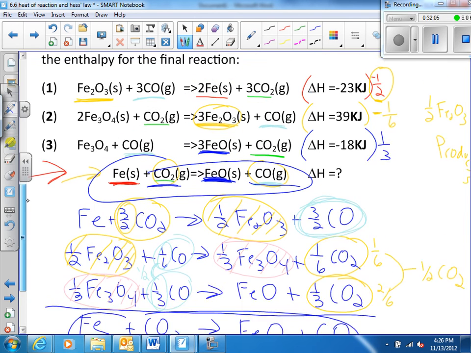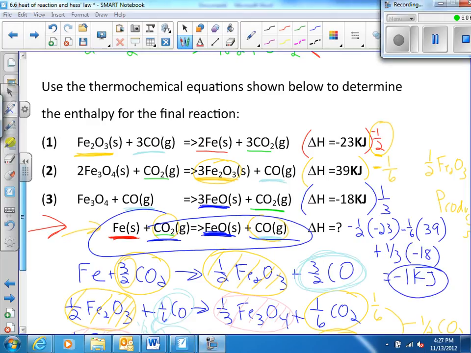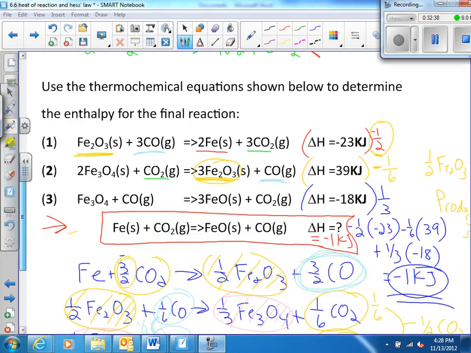So now, whatever I did to the reactions, I do to my delta H's. So I have -1/2 of -23, minus 1/6 of 39, plus 1/3 of -18. That gives -1 kilojoule. How strange, it's a very small heat change for the reaction. There's a big mess here, but ultimately delta H for this reaction is -1 kilojoule, and for sig figs, I keep to the ones place. I'm good, and that's it.